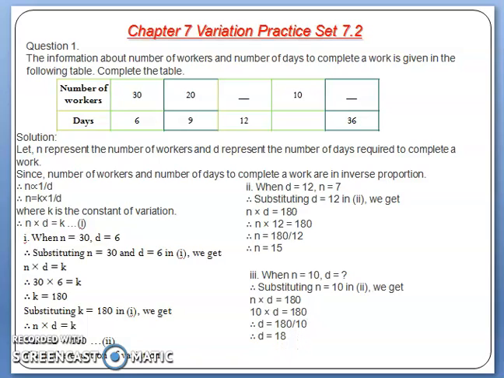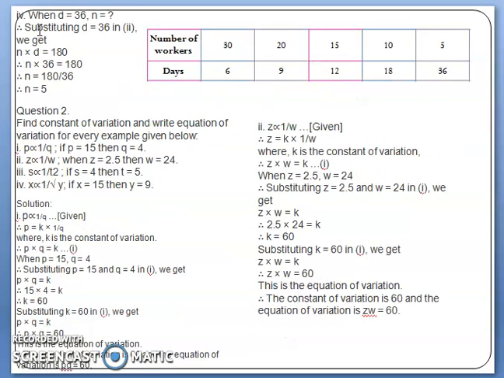Now we will switch to the next part, that is, when d equals 36, we have to find n. Substituting d equal to 36 in equation 2, we get n multiply d equals 180. That means n multiply 36 equals 180, n is equal to 180 upon 36, that is equal to 5. So here we got the values: 15, 18 and 5.